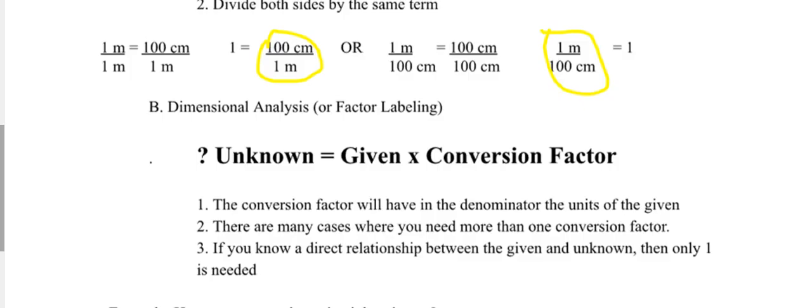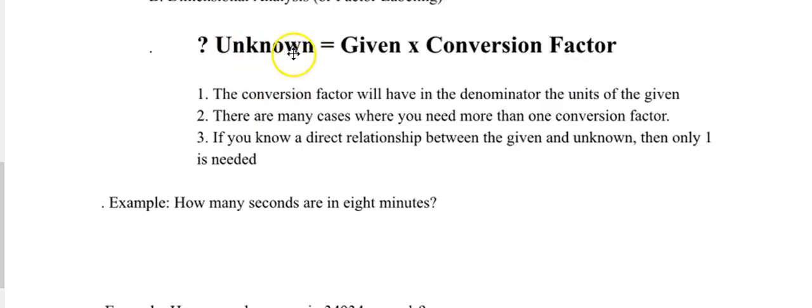Ready? Well, let's see. All right, so this is my question mark unknown. So what I'm looking for, how many seconds? That's my question mark unknown. What do I know? What's my given? I gave you 8 minutes. All right, now what? I would always draw that next, okay? Draw your times in a line. That's gonna be your ratio. That's gonna be your fraction. All right, now look at here. The conversion factor will have in the denominator, that's the bottom, the units of the given. Well, what is my units here? It's minutes. So I'm going to put minutes down here.